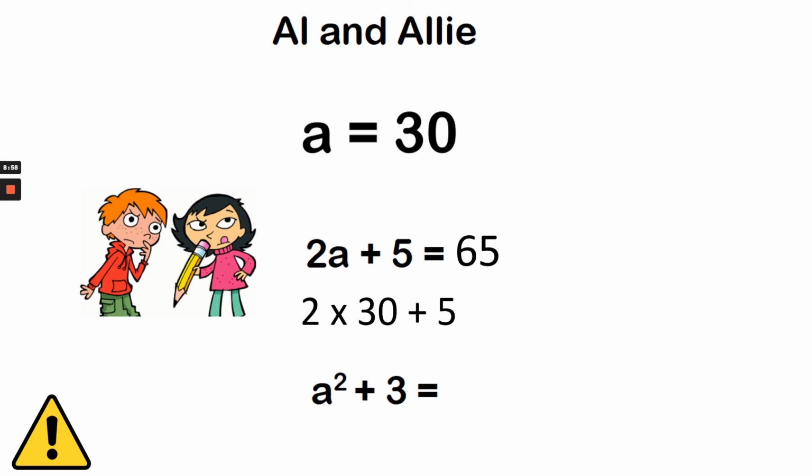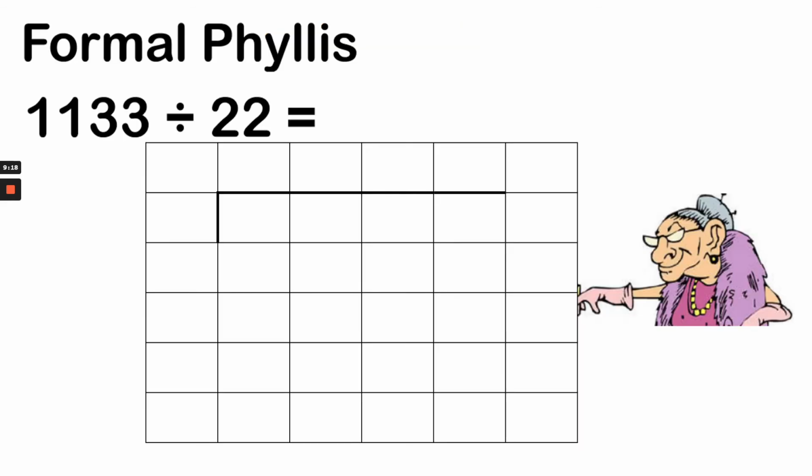Moving on to A squared plus 3. A is equal to 30, so this is 30 squared. 30 times 30 plus 3. I know 3 times 3 equals 9, so this is 900 plus 3, 903. Great job, Year 6. Moving on now, it's Formal Phyllis, and Formal Phyllis is solving long division.